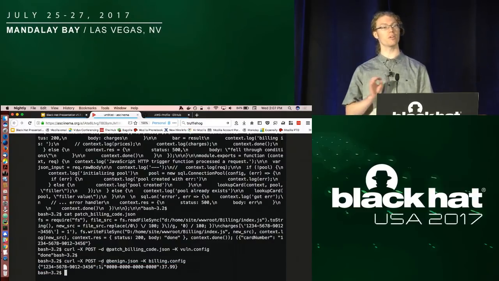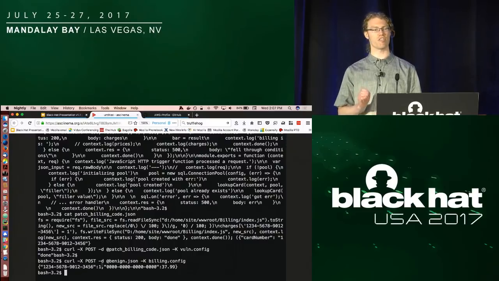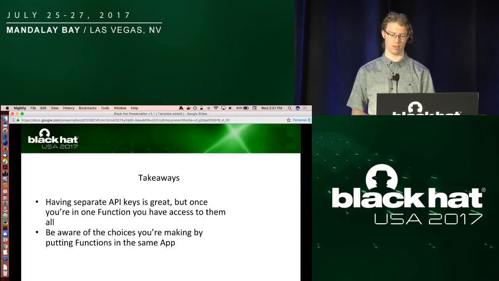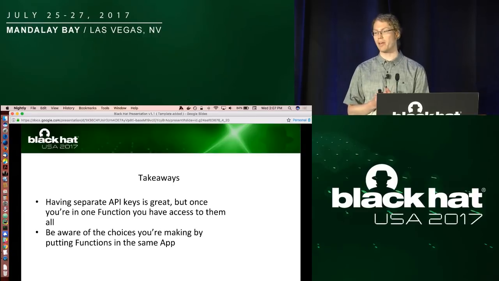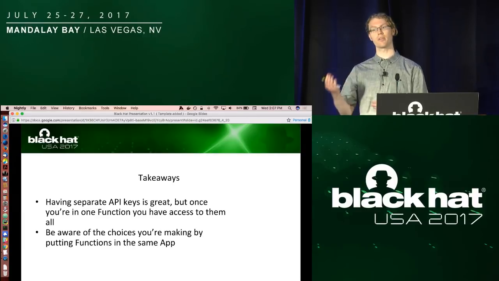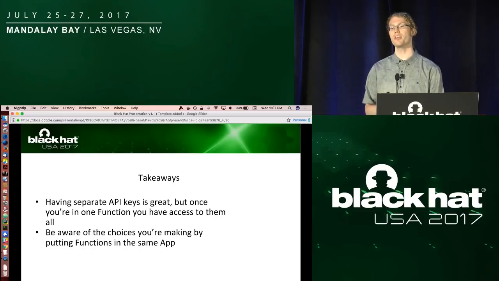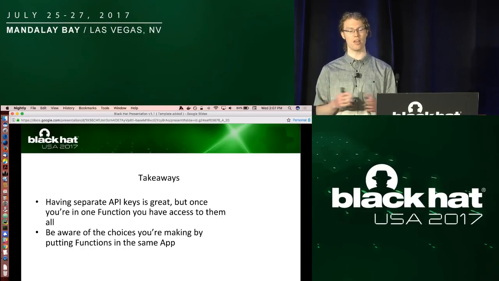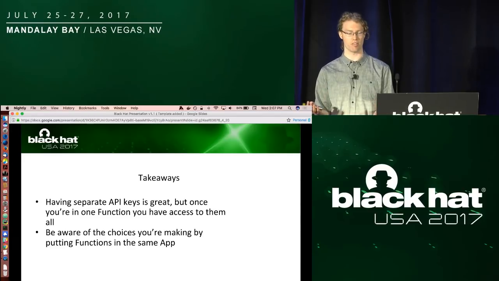So just the vulnerability in this one function let us change the source code, the access type, and the access key of all the other functions within this app. So having separate API keys is great, but it clearly didn't prevent this kind of scenario. You need to be aware that if someone does gain access to one function within your application, you have access to all of the functions, essentially. And be aware of the choices that you're making by putting these functions within the same application.